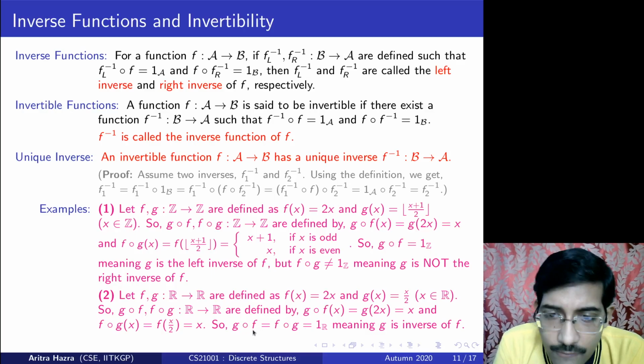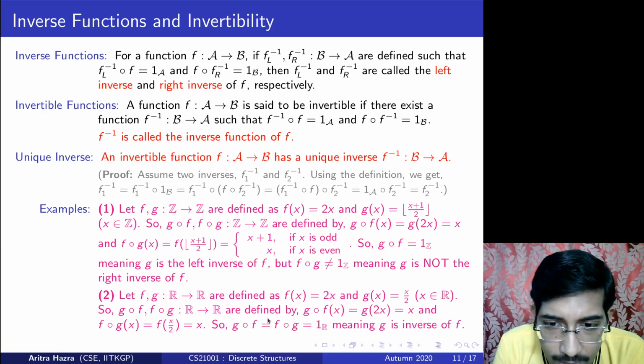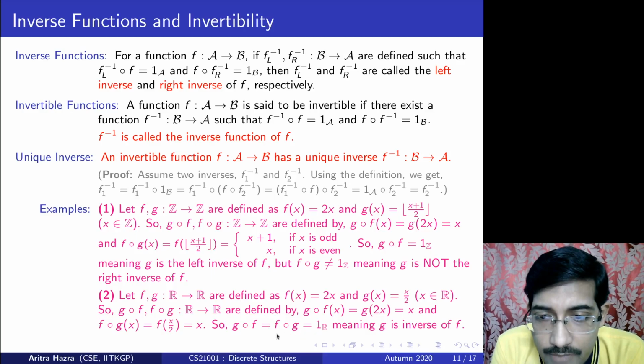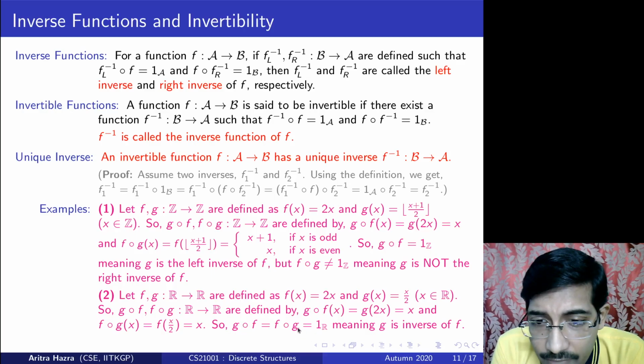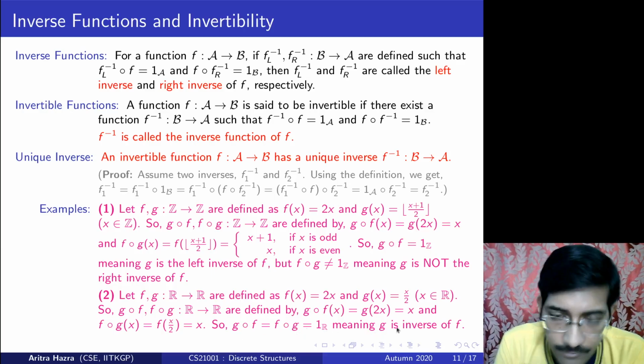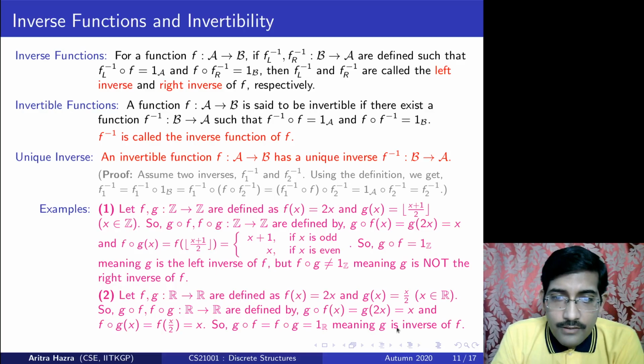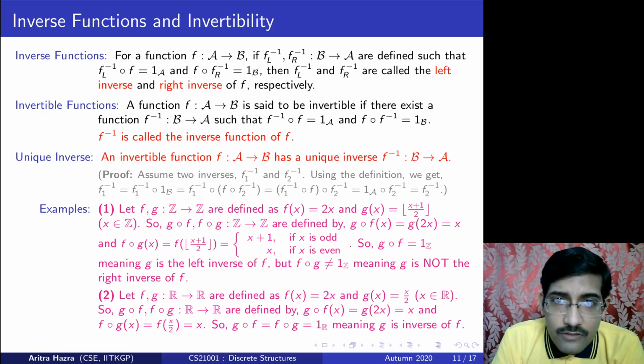Therefore g∘f equals f∘g, their domain and codomain match, so I can do this function equality as per the definition, and it becomes the identity on R. So g is the left as well as the right inverse and is the same unique inverse of f. So this is how we define and use inverse functions for a particular function.